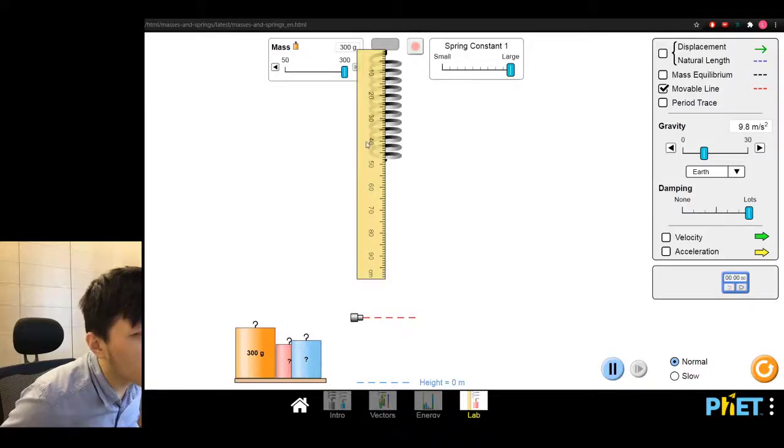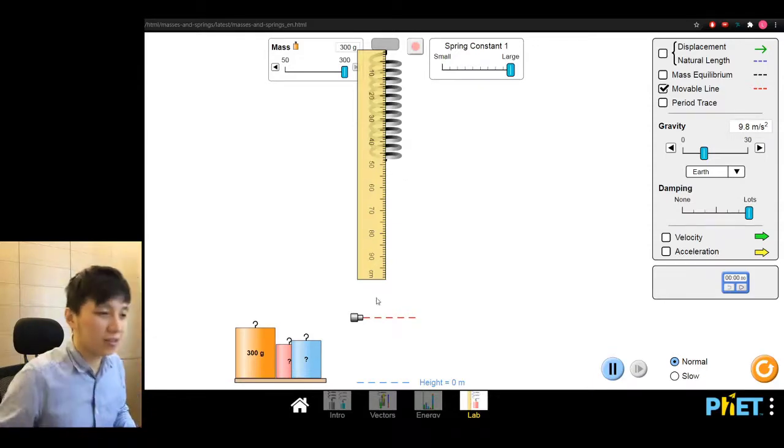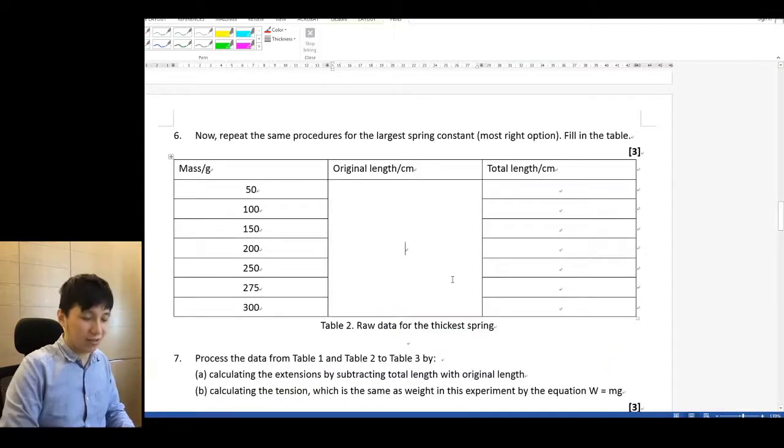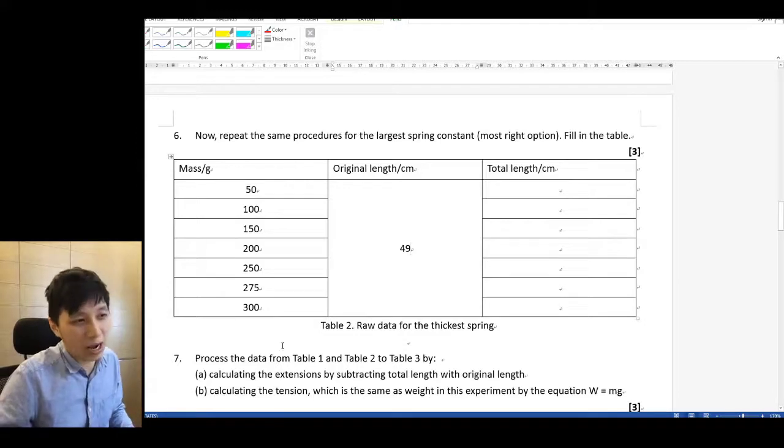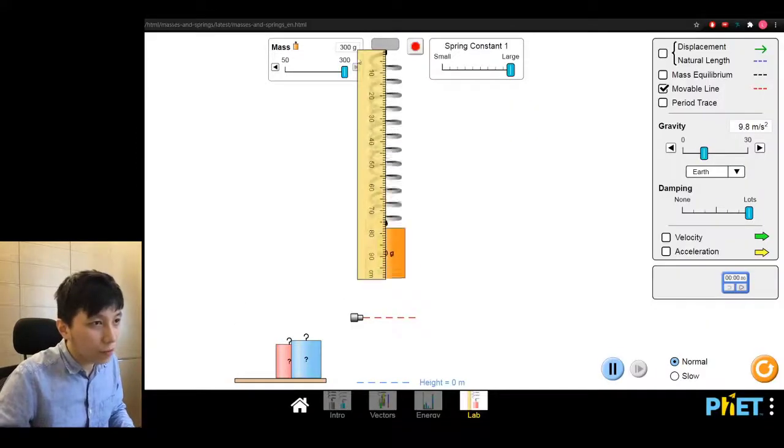Wait, actually I think it's 49. Yeah, maybe the thickness kind of affected. Maybe it was meant to be 48. I mean 49, and earlier I thought it's 48. Never mind, I'll just stick with what I observe. So the first data is actually 50, so let's start with 50.